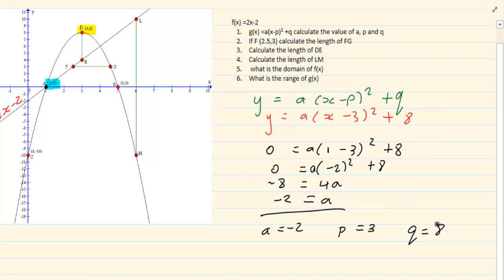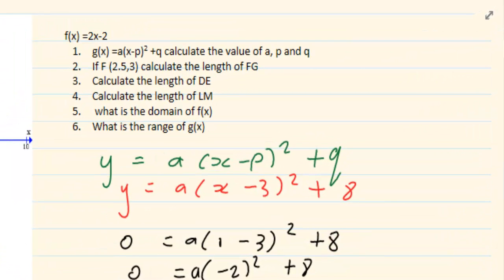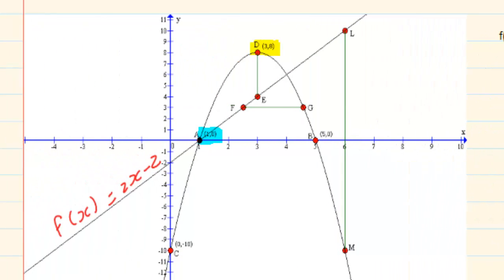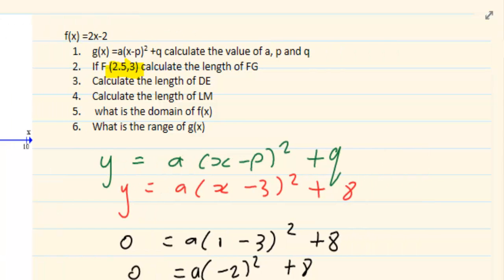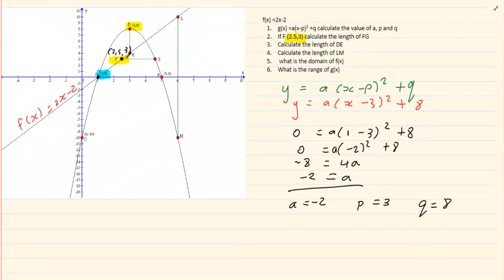Answer the question. The next thing says if f is 2,5, so at f we have the coordinate 2,5 and 3. So they're telling us that at f we have the following coordinates. Calculate the length of fg. In order to calculate the length of fg, I need the coordinates of g.